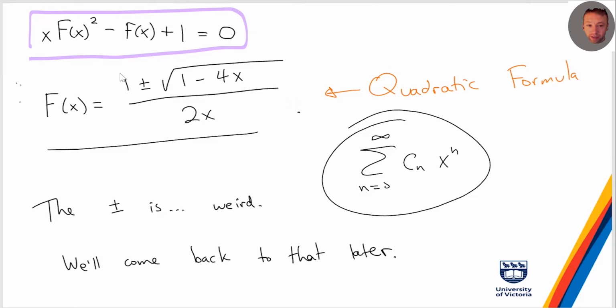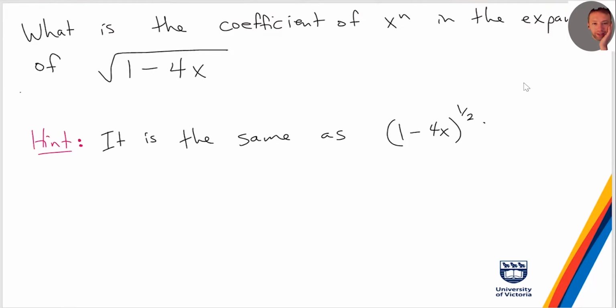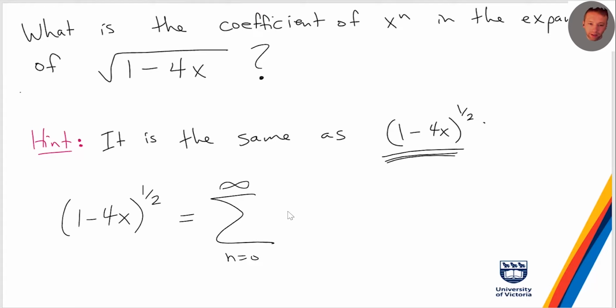So it's the same as trying to work out the coefficient of x to the n in the right-hand side. The most weird part of this is the square root. So what is the coefficient of x to the n in the expansion of this thing? And believe it or not, we've done this. A square root is just a power of 1/2. So what is 1 minus 4x to the half? This comes down to this whole Newton binomial theorem thing.